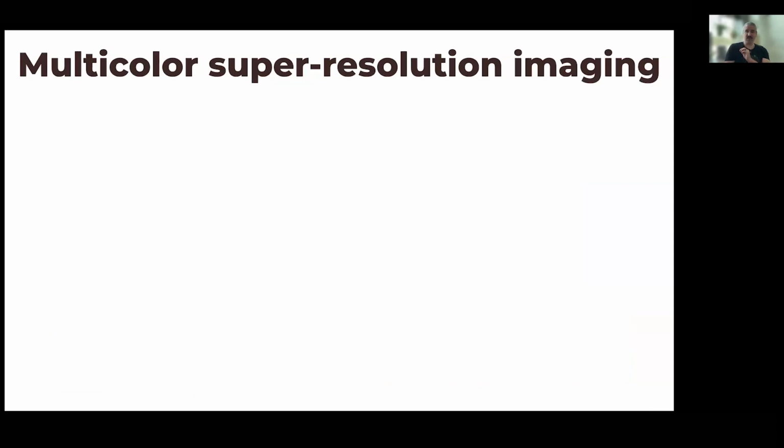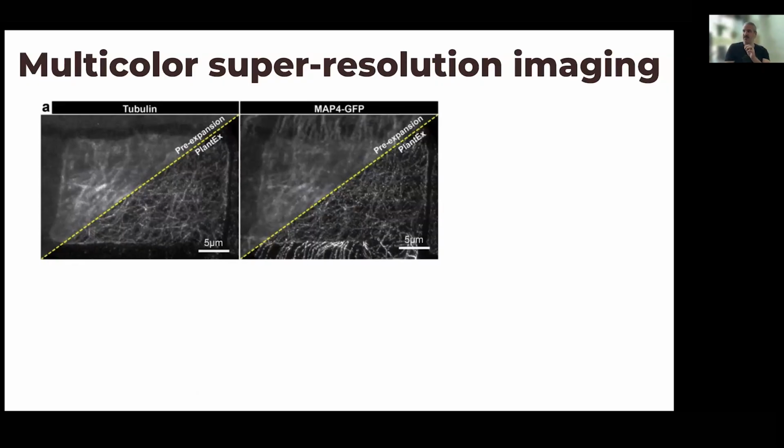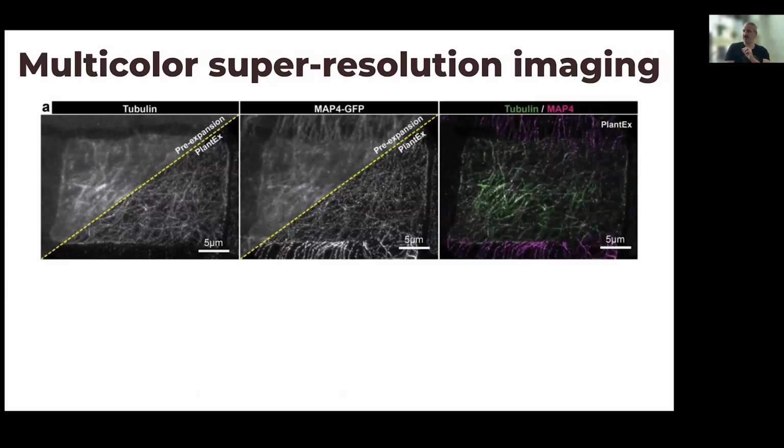And now, even more exciting, multicolor super resolution imaging. With most super resolution technologies, multicolor is very difficult. STED microscopy is often optimized for just a single color. But now we can do this on confocal or epifluorescent microscopes, any conventional microscope that you can access, and get multicolor super resolution imaging. So in this case, we have tubulin and MAP4-GFP associating with the tubulin. And you can see the two of them associated together.